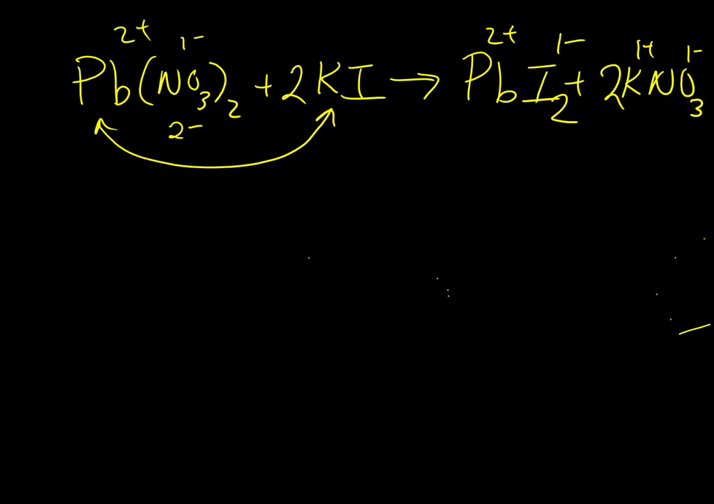Okay, so what's the solid? First, the solid would not dissolve in water, right? So it's either got to be PbI2 or KNO3. It's got to be one of those 2. Is Pb an alkali metal? No, so I'd have to use another rule. Is K an alkali metal? Yeah. So we know KNO3 is aqueous. And since we know it made a solid, and it's not KNO3, it's got to be PbI2.